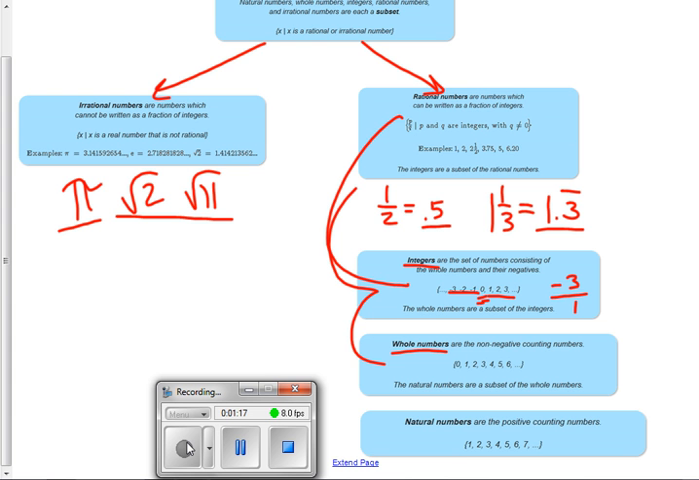Whole numbers are basically non-negative counting numbers, including 0. So you have 0, 1, 2, 3, 4, 5, 6. Natural numbers are basically positive counting numbers, minus 0. So 1, 2, 3, 4, 5, 6, 7.